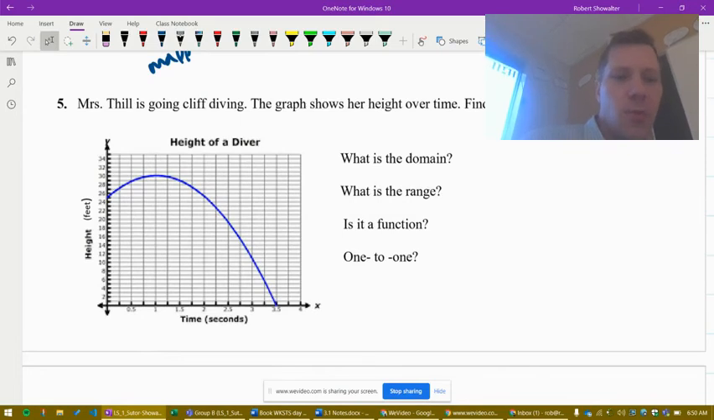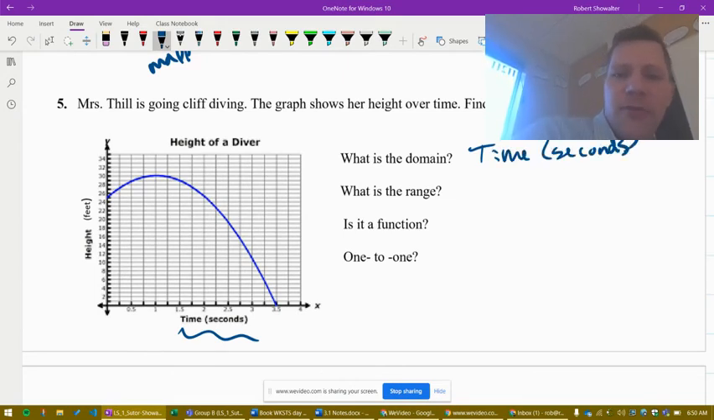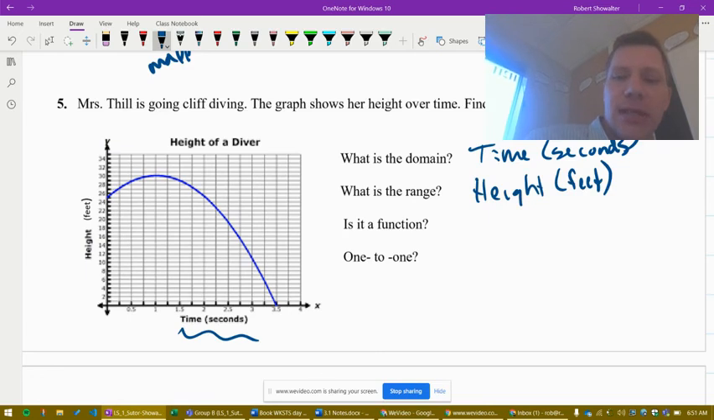All right, let's do one more. We're not going to do these other bits of it. We're only going to do this last one. So Mrs. Thill is going cliff diving. The graph shows her height over time. Find the following. What's the domain? Domain, if you remember from the beginning of our conversation, are the x values. In this case, it's time in seconds. What is the range? It's the y, so in this case, it's height in feet. Okay, domain is our x's, range is our y's.